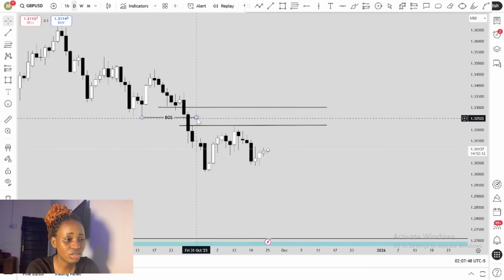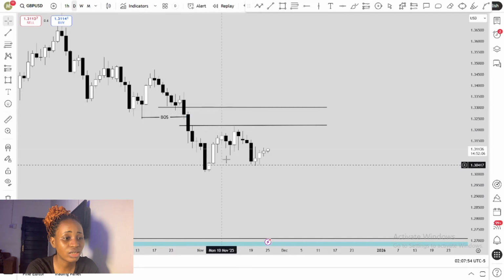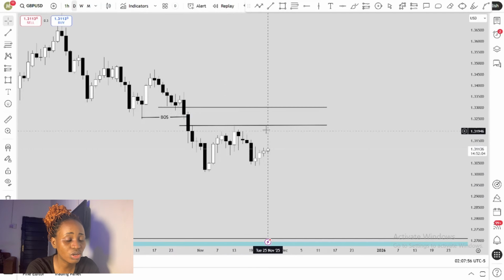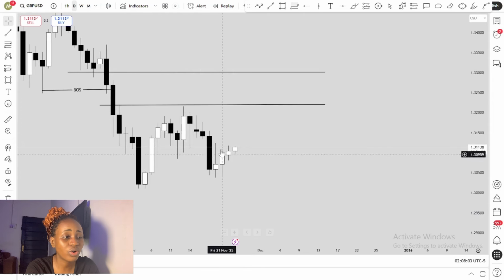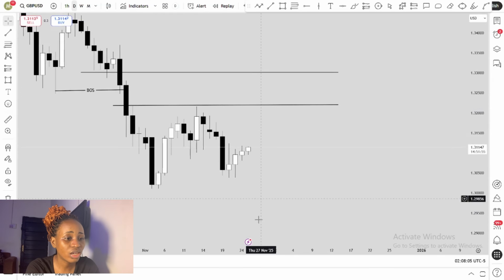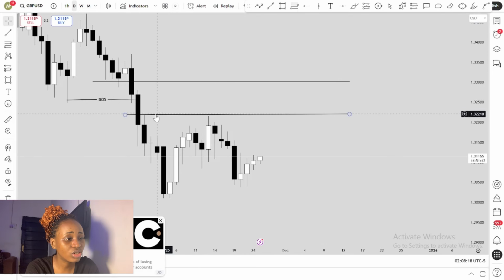Let me adjust it like this. We have here a recent break of structure to the downside, and price is retracing inward. But where do you think the market may likely respect before expanding to the downside? Based on what we spotted on the weekly time frame, we spotted this level. We spotted this as a gap, a fair value gap that price may likely trade into.